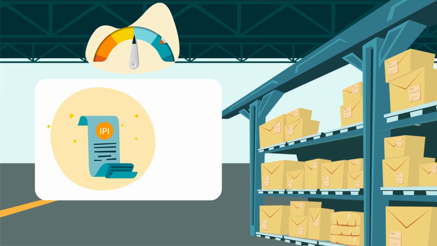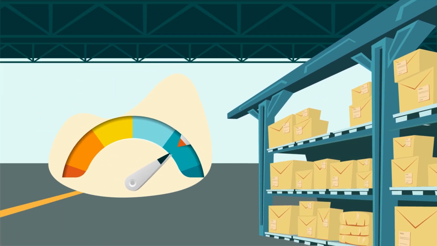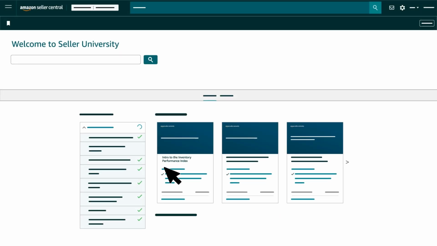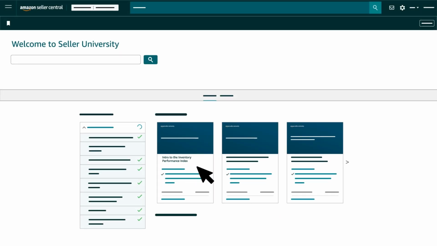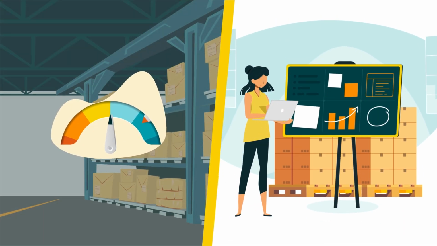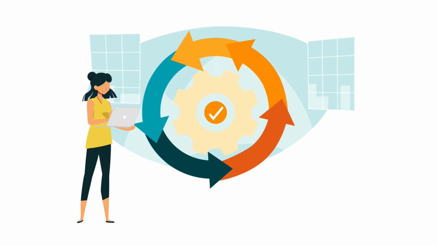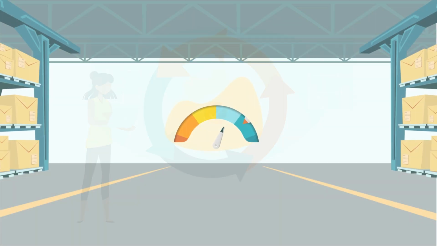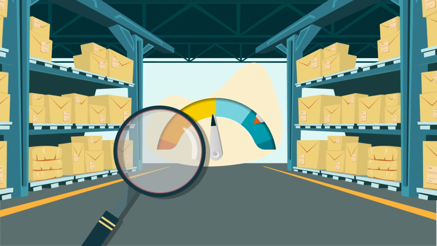Note that consistently high IPI scores will result in higher capacity limits. If you want to learn more about IPI scores, watch Intro to the Inventory Performance Index in Seller University. Capacity limits can not only help you plan ahead, but can also help streamline different types of limits into a single metric. Now, let's see where you can find your capacity limits and storage usage.